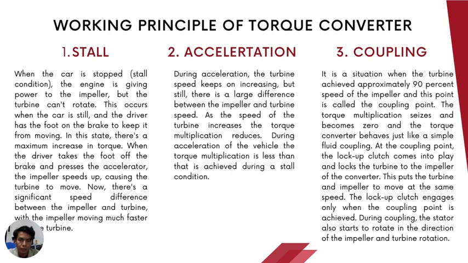So the last one is coupling. So coupling is the situation when the turbine achieves approximately 90% speed of the impeller, and at this point, it is called the coupling point. The torque multiplication ceases and becomes zero, and the torque converter behaves like a simple fluid coupling. At the coupling point, the lockup clutch comes into play and locks the turbine to the impeller of the converter. This puts the turbine and impeller to move at the same speed. The lockup clutch engages only when the coupling point is achieved. During coupling, the stator also starts to rotate in the direction of the impeller and turbine rotation.